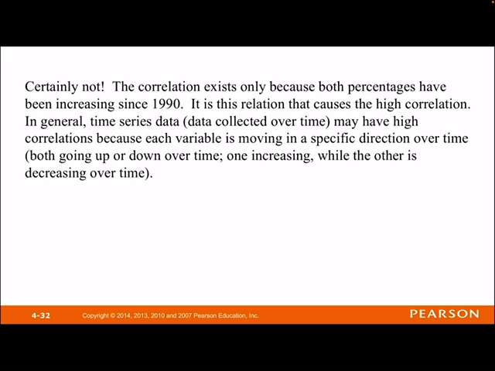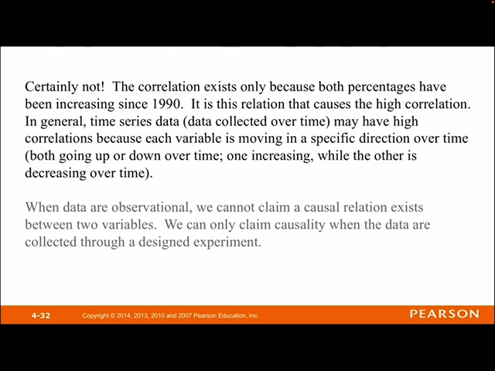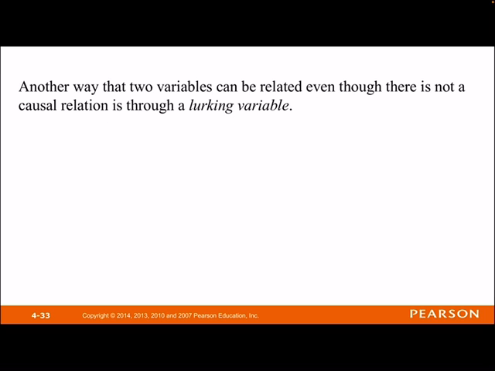In general, time series data, which is collected over time, may have high correlations because each variable is moving in a specific direction over time. Either they're both going up or down over time, or one is increasing while the other is decreasing. When data are observational, we cannot claim a causal relation exists between the two variables. So observational is the key there. We can only claim causality when the data are collected through a designed experiment.